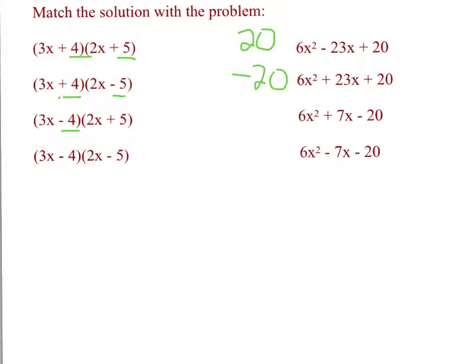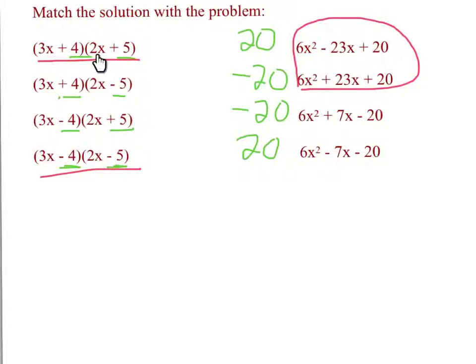And a negative 4 times a positive 5 will give us negative 20. And a negative 4 multiplied to a negative 5 will give us positive 20. So just by doing that, I know that the first problem and the last problem are going to end in positive 20, so one of these is going to match.